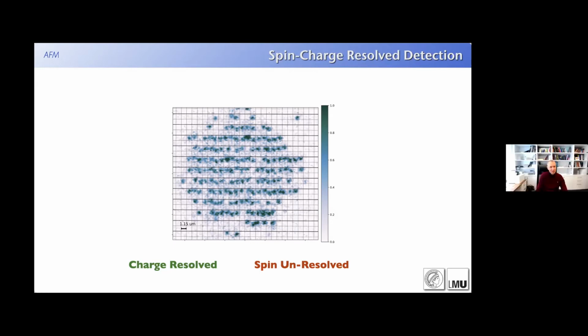Any more questions? There is one from Mrinal Kanti Giri. At an empty site, there is also some finite probability in the spin-resolved pictures. Why does this happen? Yes, so there's a little bit tricky thing I didn't really explain exactly.